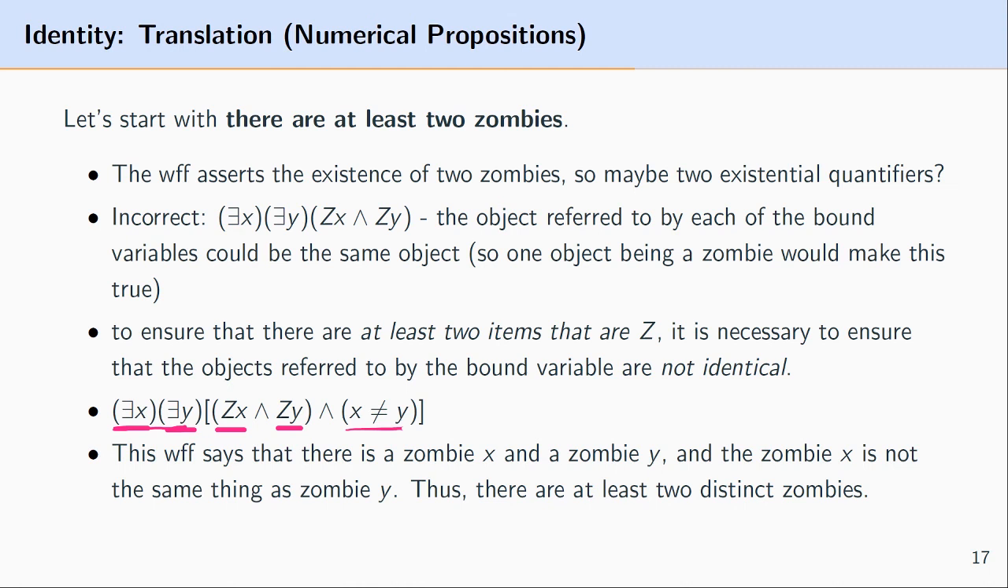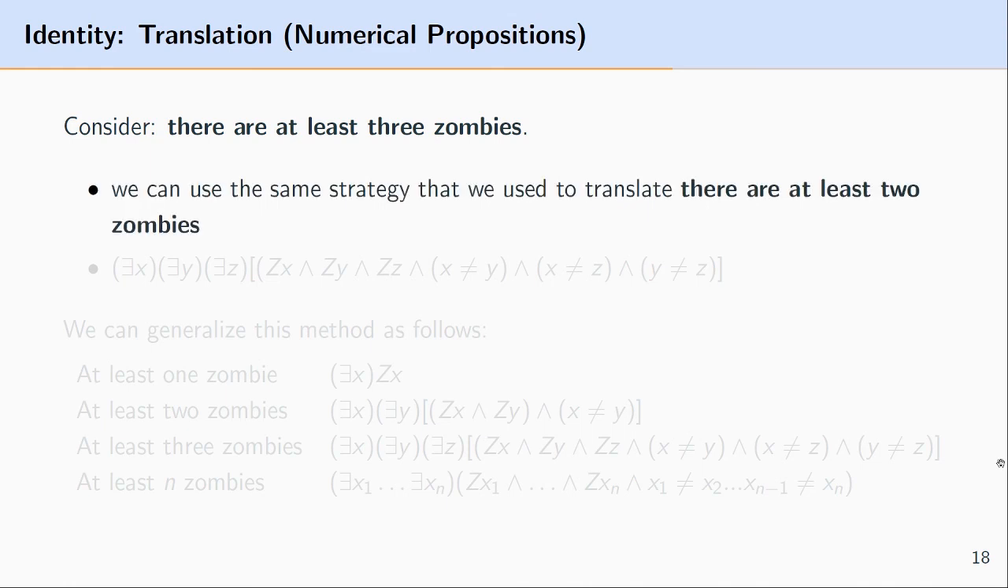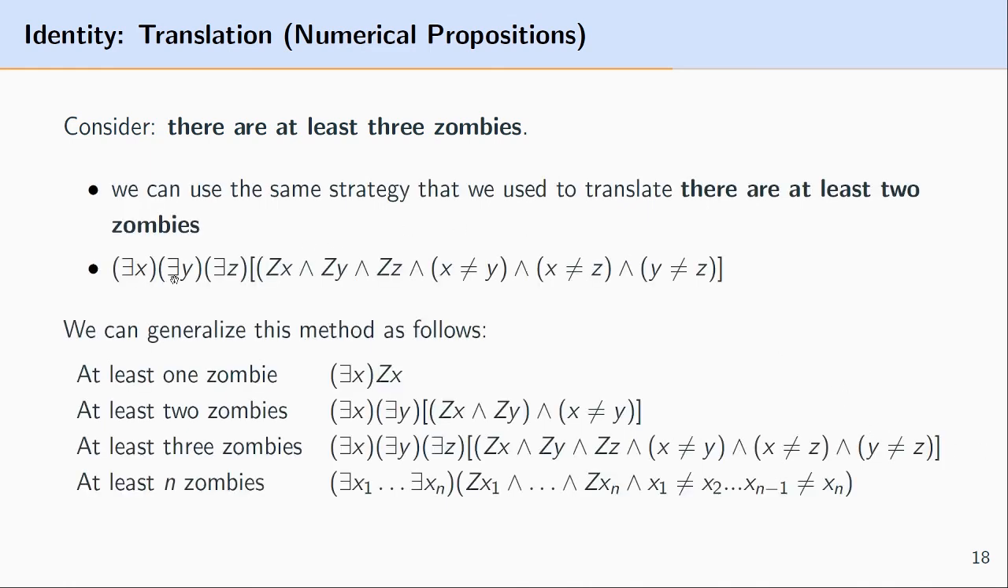So for example, if we had 10 zombies, this formula would still be true because there's at least one X and at least one Y, such that X and Y are not identical to each other and those things are zombies. And that would be satisfied by, let's say, having 5 or 10 distinct zombies. All right, now let's look at the sentence, there are at least three zombies. We can use the same strategy that we used before to translate at least two zombies. What we'll do here is say that there are three quantifiers, so there exists an X, exists a Y, exists a Z.